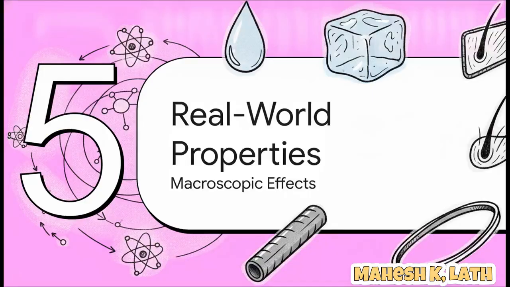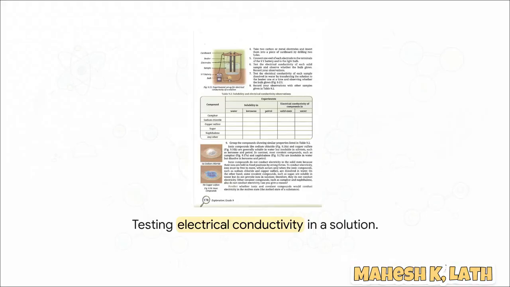And finally, Section 5, Real-World Compound Properties. How an atom is bonded completely dictates how the bulk material actually reacts in your hands. You can easily test this with a basic electrical conductivity setup. Drop a substance into water, hook up a battery, put some electrodes into the solution, and see if the mix completes the circuit and lights up a bulb.